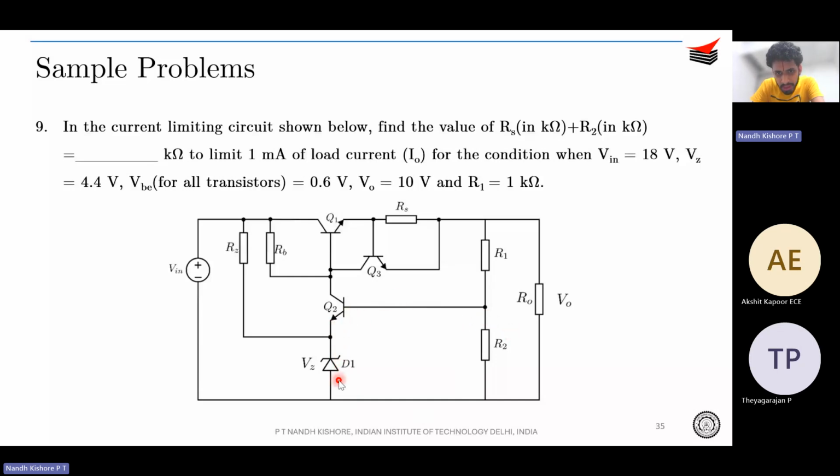VR2 is VBE plus VZ. VBE is 0.6 and VZ is 4.4. Therefore, VBE plus VZ turns out to be 4.4 plus 0.6, which is 5 volt. So 5 volt across this. V0 is 10. VR2 is 5. Therefore, this is also 5. Therefore, R1 and R2 must be the same, neglecting any current shunting out through the base, since base current is very small. Since R1 is given as 1K and the voltages are the same, R2 should also be 1K.